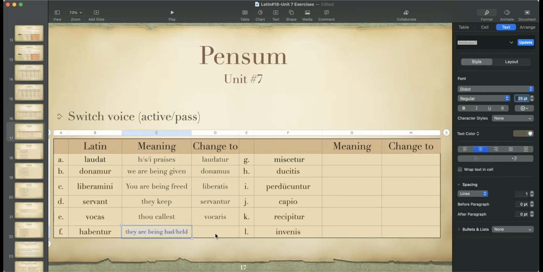They are being had. So would another way of looking at it be like they were being had over for dinner? Let me think. Okay. Well, the problem is habeo. Let me check something here. Actually, yes, habeo works. One of the other meanings is entertain. I mean, we're not possessing somebody for dinner. It's not like they're being dinner itself. Yeah, exactly.